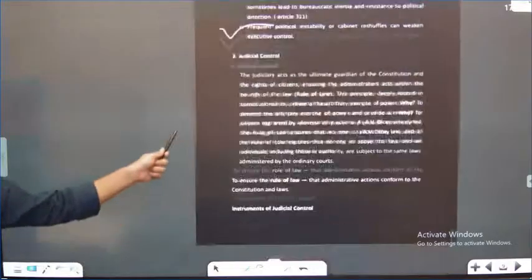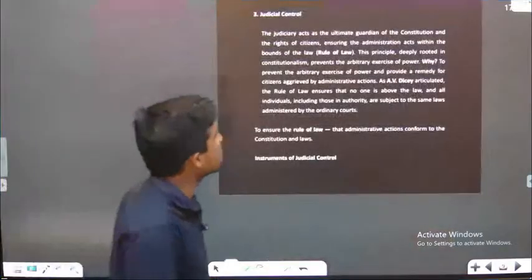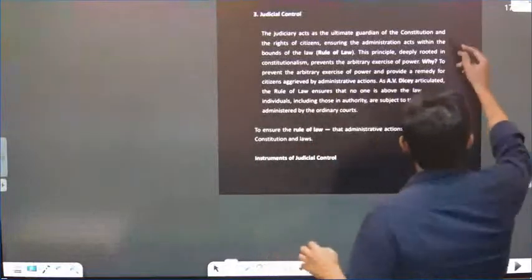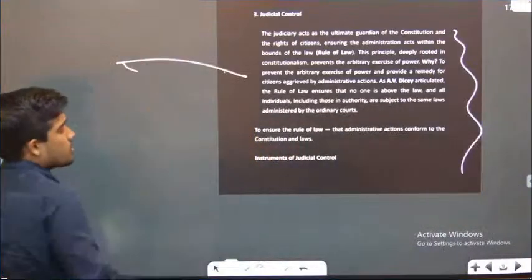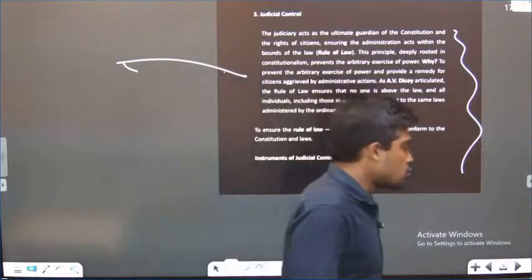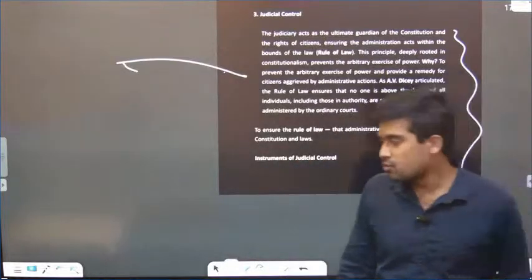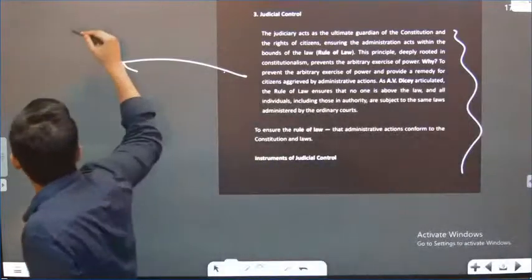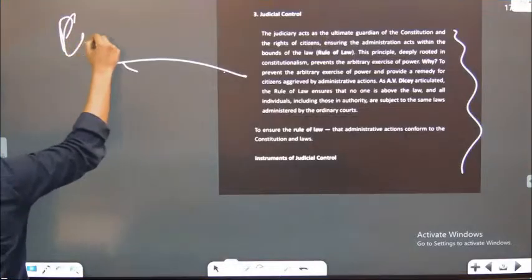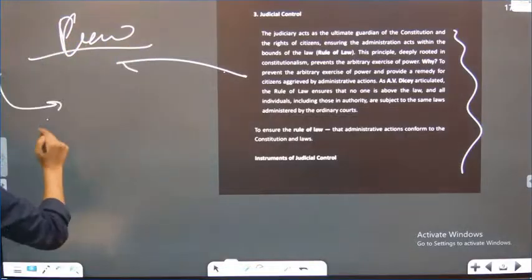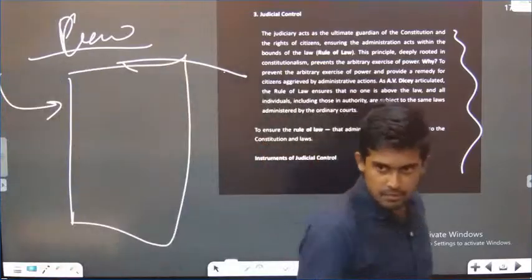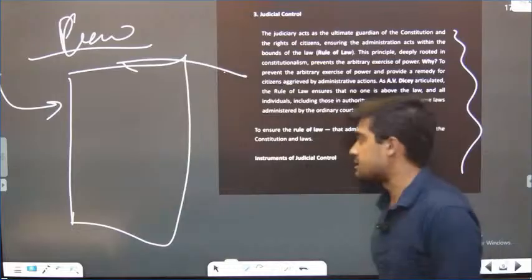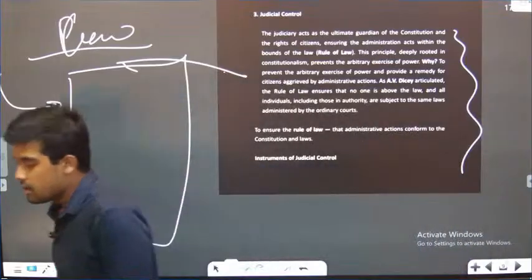Then there is judicial control. When I give this to you, I'll shorten these things. So see, you all know what rule of law is? Yes, rule of law. That means law is at the top, and then other functionaries are below it. So law is supremacy of legal spirit. Rule of law.